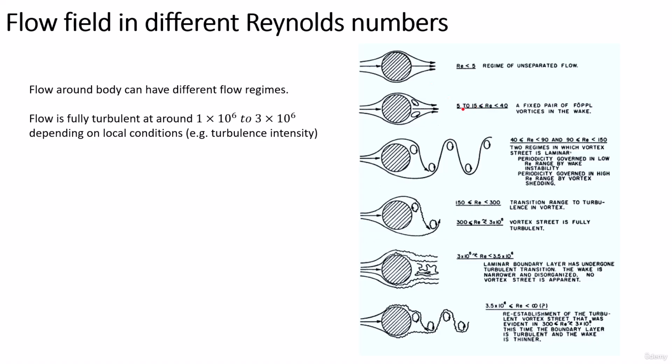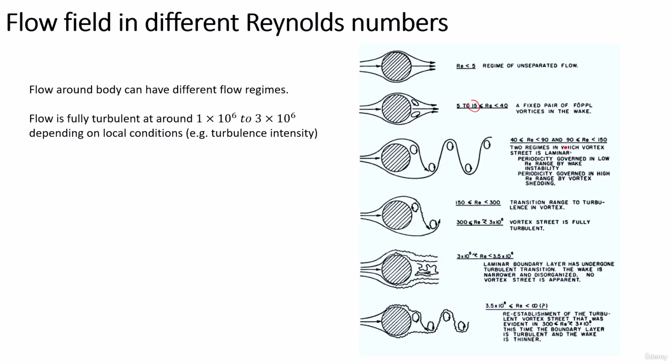And as the Reynolds number increases from 5 to 40, sometimes maybe a lower range is 15 to 40, maybe 10 to 50, 10 to 40, so it varies, okay, but generally speaking 5 to 40. So a fixed pair of vortices will appear here, okay. And then from 40 to 90 and 90 to 150, there are two regimes in there, okay.